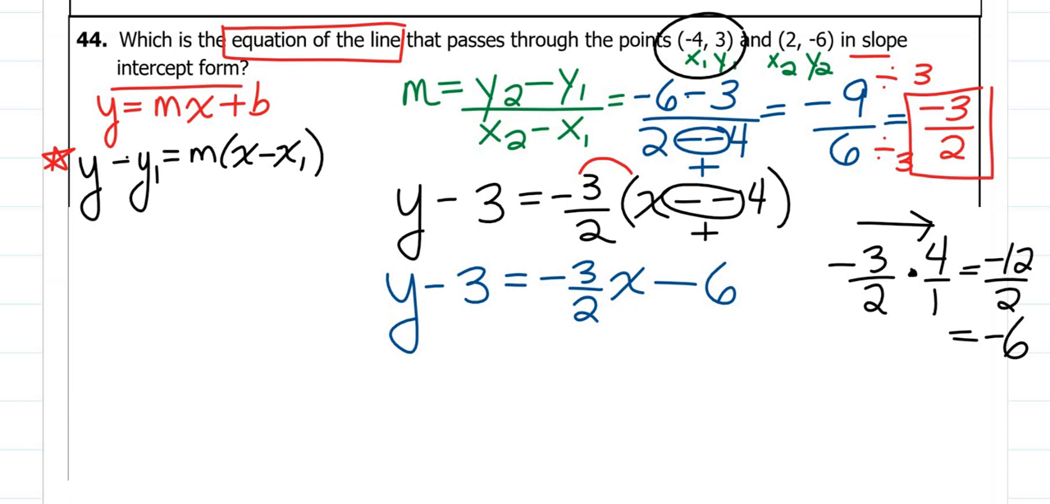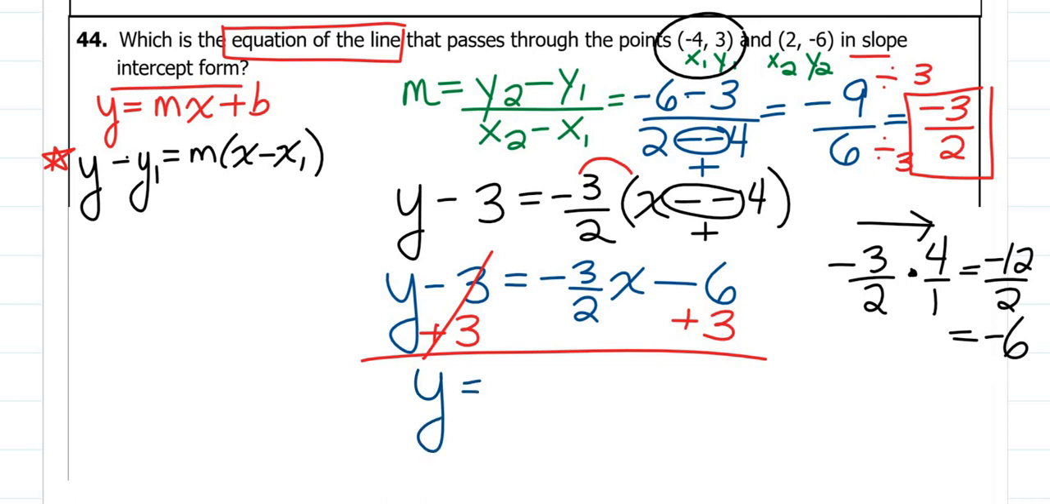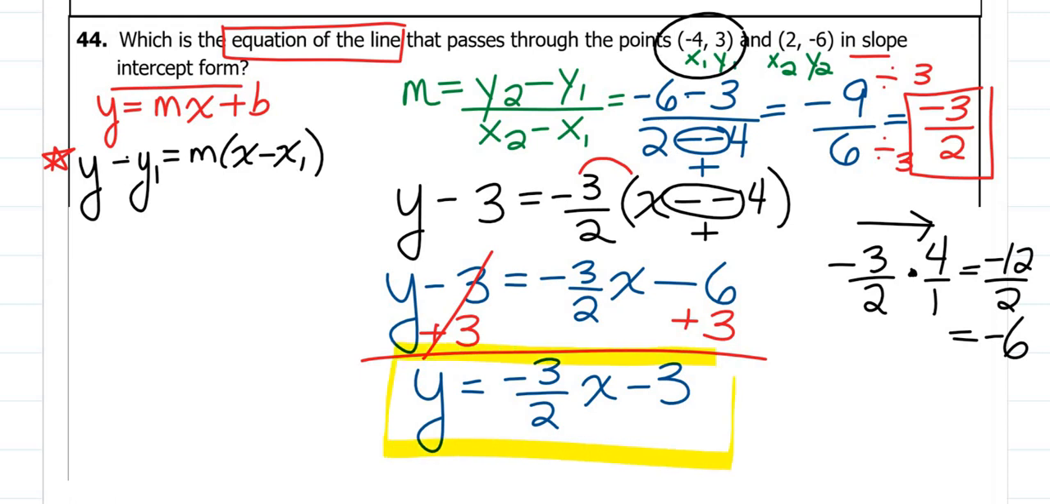Last step, I'm going to move that -3 next to the y. So it's all by itself. Add 3 to both sides. So now we have y equals -3 over 2 x, -6 plus 3 is -3. So my final answer in slope-intercept form is y equals -3 over 2x minus 3.